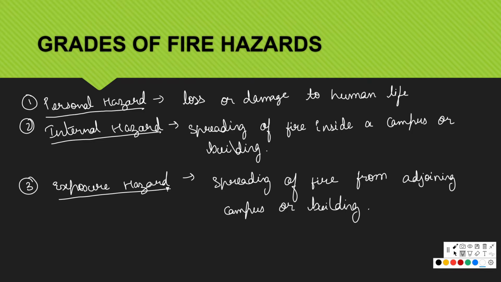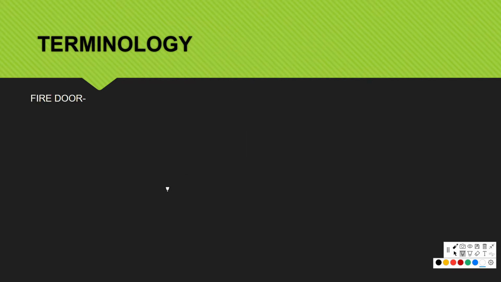So let's move to the next topic, that is terminology, which is a very important topic. For terminologies, I would recommend you to go through the NBC 2016 fire safety part once, so that you'll come to know some of the important terminologies from there. So let's discuss fire door. There are 4 important hardwares for a fire door.